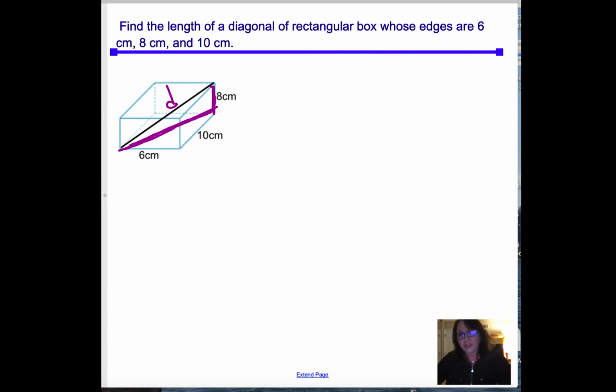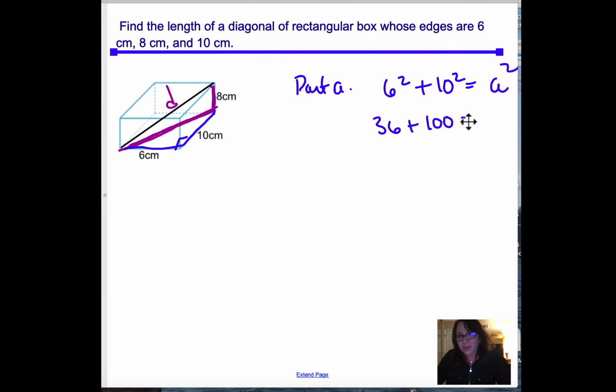So this is sort of a two-step problem, because not only did you need to find this, you're going to use Pythagorean theorem here, right? These are right angles. To find this length, you're going to use it again to find D. So we're going to go part 1. So part A, we're going to go 6 squared plus 10 squared is going to be that purple diagonal. Let's call that A squared, okay? So we have 36 plus 100 is equal to A squared. So A is equal to the square root of 136.